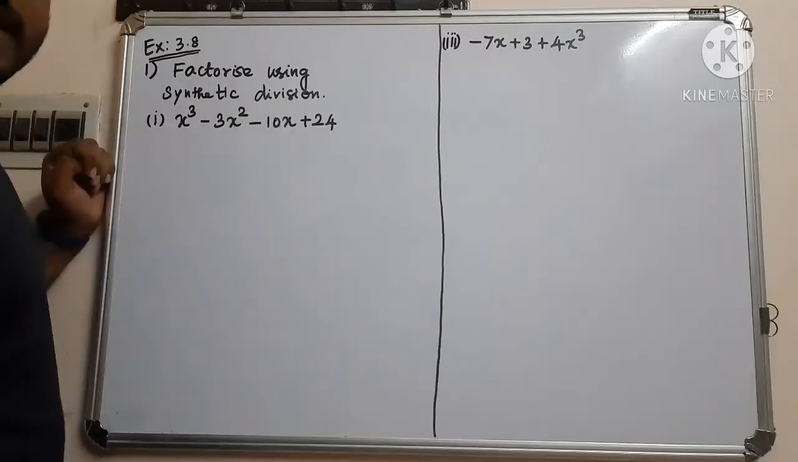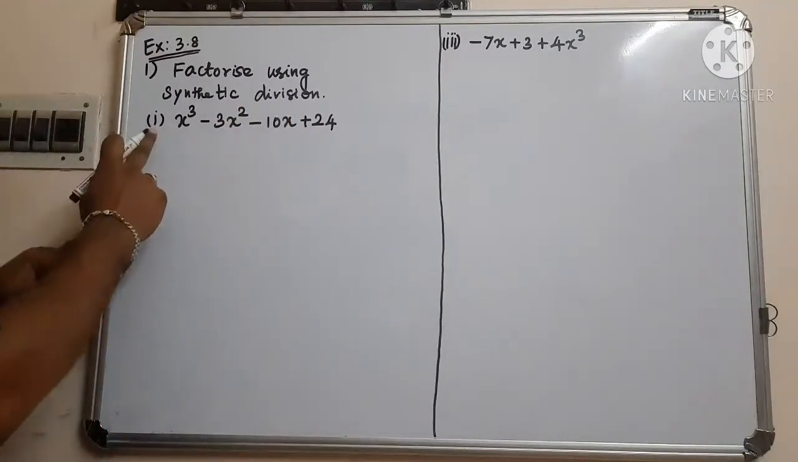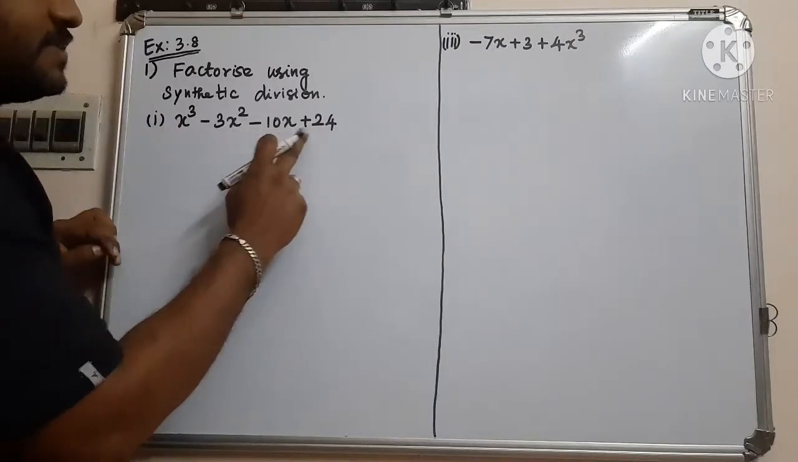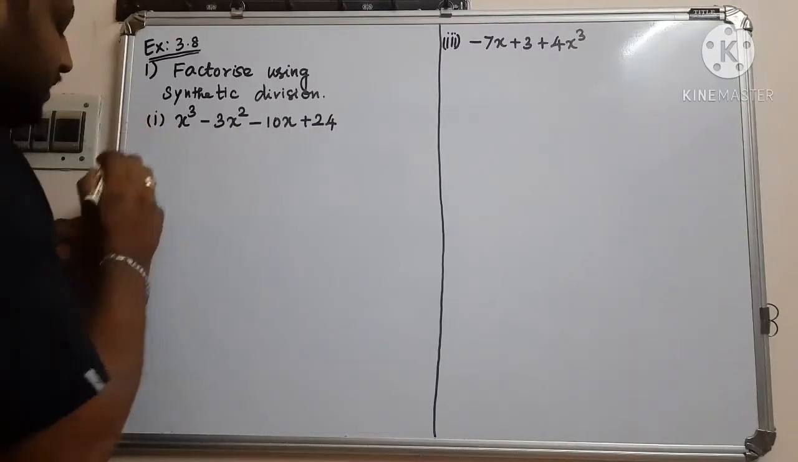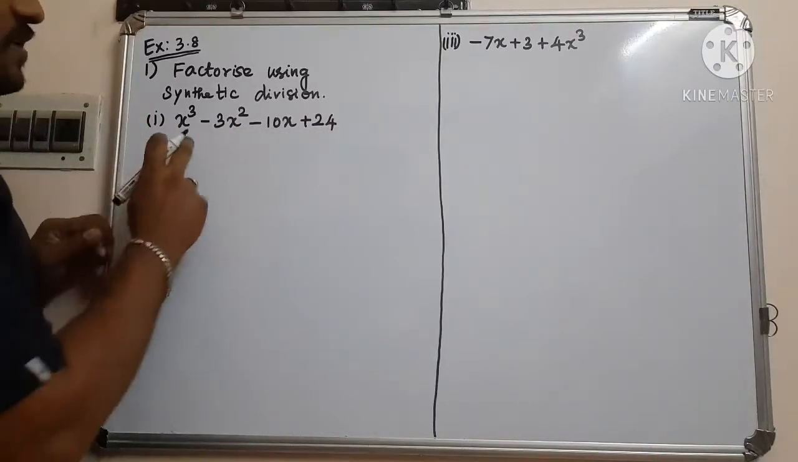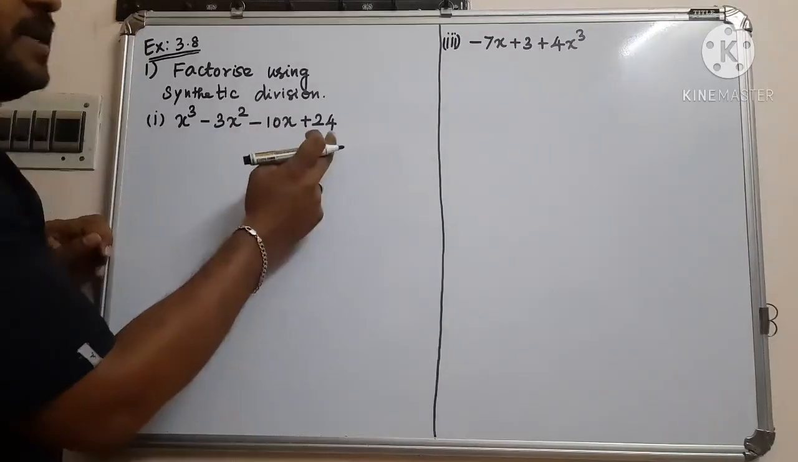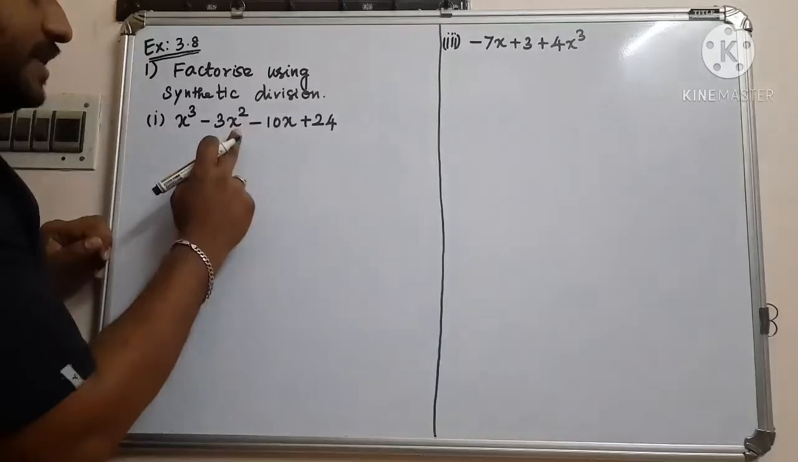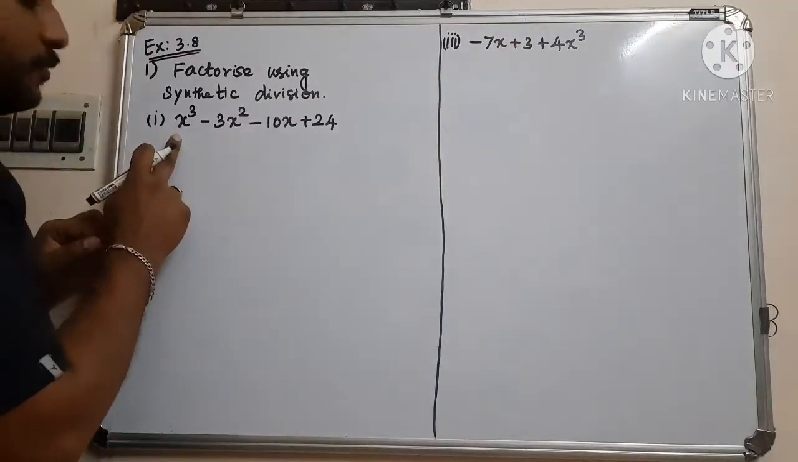You have to use the synthetic division method only. Question number 1: x cube minus 3x square minus 10x plus 24. Using synthetic division, first of all you have to look at this polynomial. It is in order: last one is the constant, then the x term, x square term, and then the x cube term.